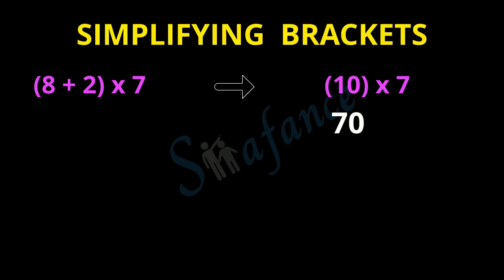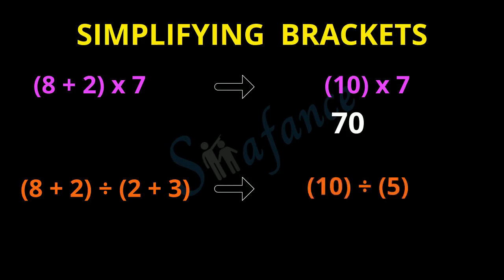Let us see one more example. We have 8 plus 2 inside the bracket, divided by 2 plus 3 inside the bracket. We have already seen that we first solve the bracket. So let us solve the brackets first. 8 plus 2 we get 10, and 2 plus 3 we get 5. So what we get is 10 divided by 5. Now that we have already solved the brackets, we will open or remove them. So 10 divided by 5 gives us 2 as the answer.